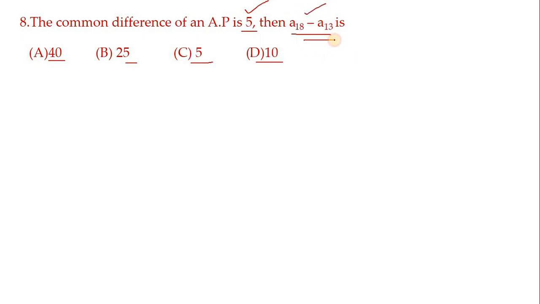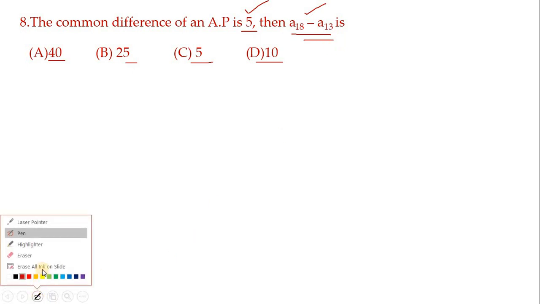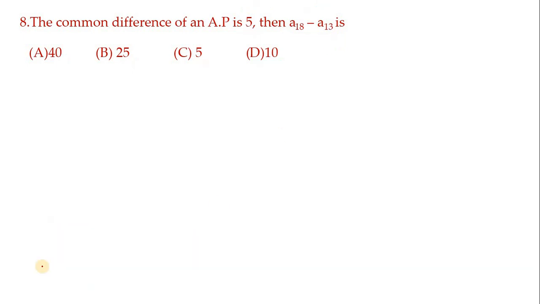See, as you see such kind of problems, if our mind doesn't work on how to solve this kind of one, the simple way is: A18, how can you write generally? That is A plus 17D. And how will you write A13? So A13 you will write as A plus 12D. So just follow that.